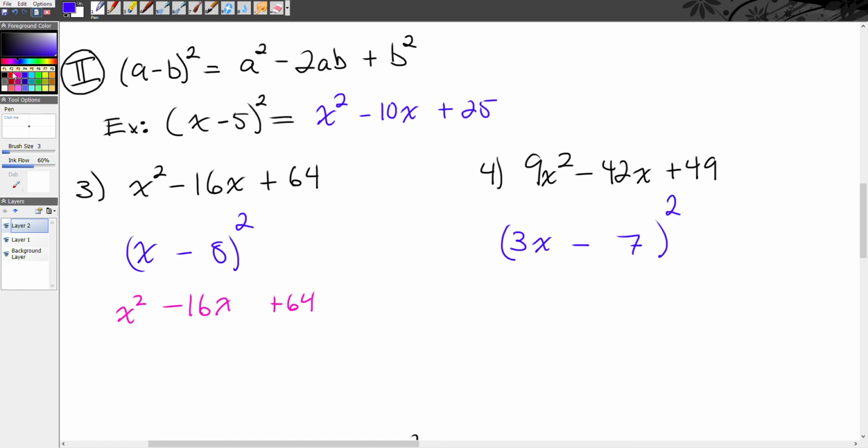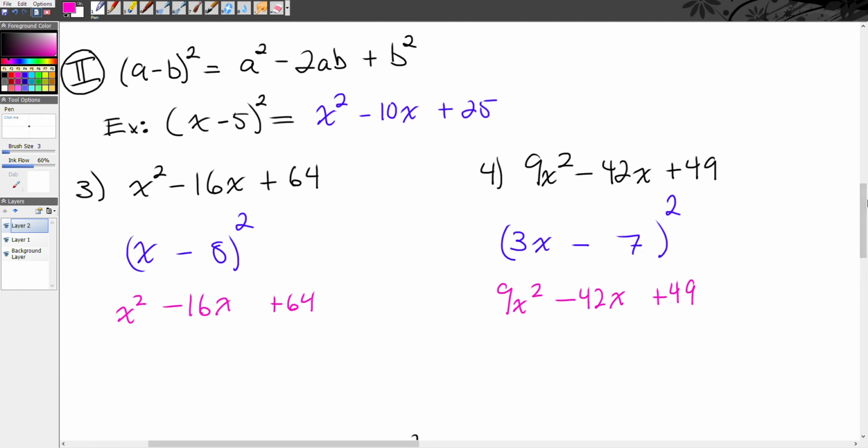And again, quick special case FOIL, 3x times 3x is 9x squared. On the end, negative 7 times negative 7 is positive 49. In the middle, negative 7 times 3x is negative 21x times 2 is negative 42x. So you see how that works.